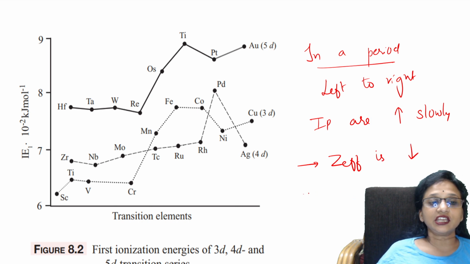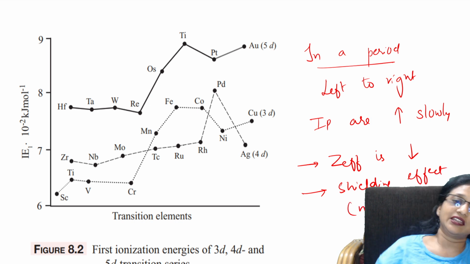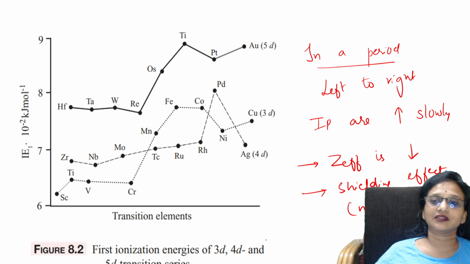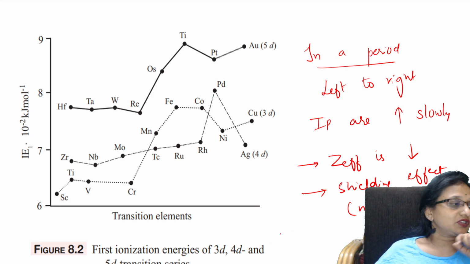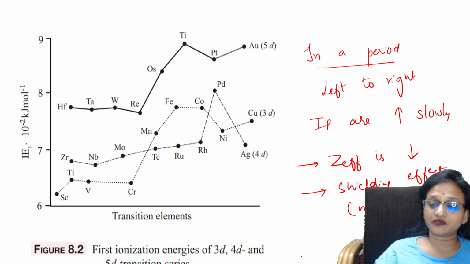because of the shielding effect of n minus 1 d electrons. Because of this, ionization values change slowly. So slowly, up and down, you are having it. Done. What is the order for this?